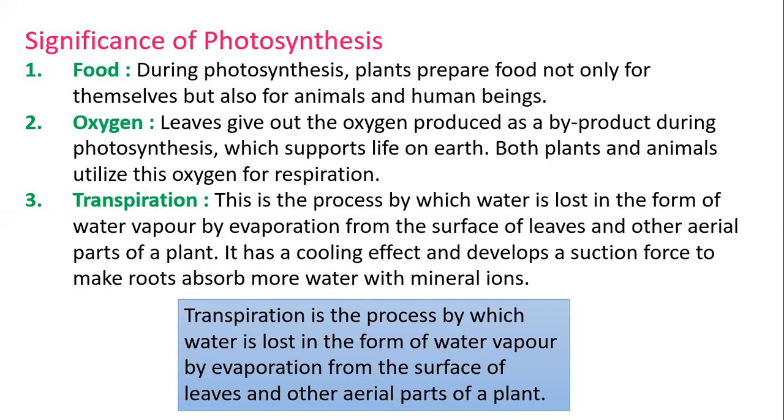Transpiration. This is the process by which water is lost from the aerial parts of a plant as water vapor by evaporation from the surface of the leaves or other aerial parts. It has a cooling effect and develops a suction force to make roots absorb more water with mineral ions. Transpiration is the process by which water is lost in the form of water vapor by evaporation from the surface of leaves and other aerial parts of the plant.